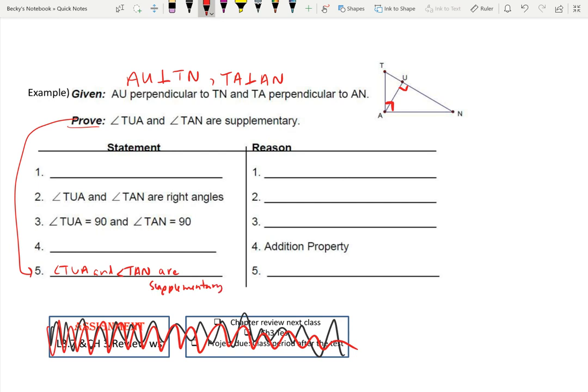Now, I think the givens are only in one spot, so I'm going to put all my givens here in the first blank. Remember, the information that they give you, you have to apply it to get your proof going. I'm really giving you lots of hints on these. So let's say I didn't give you a hint. You would have to know what perpendicular means. Perpendicular means they form right angles.